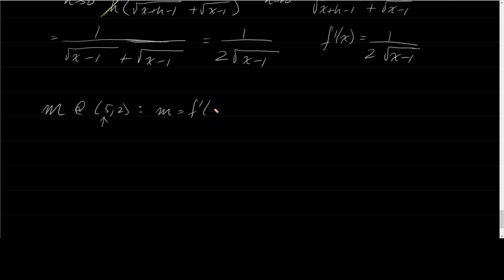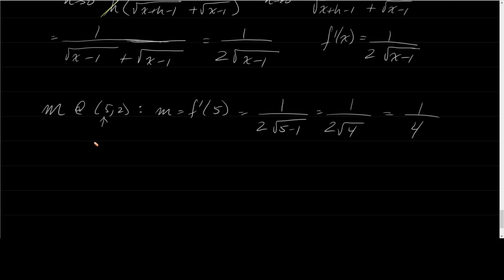So f prime of 5, which is 1 over 2 times the square root of 5 minus 1. Now 5 minus 1 is 4. The square root of 4 is 2. 2 times 2 is 4. So I end up with 1/4 there. Perhaps I'll do it in 2 steps. So this was 2 times the square root of 4, right? 5 minus 1 is 4. The square root of 4 is 2, so this is just overall 4. All right. So now, that is my slope.